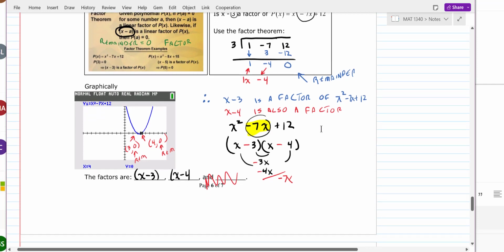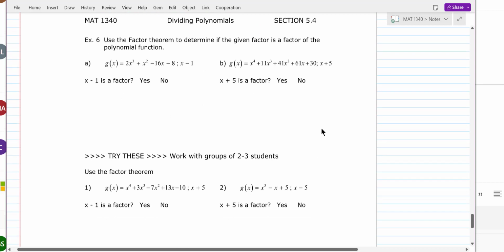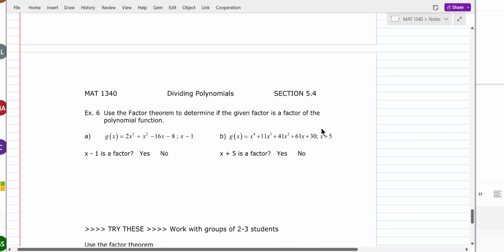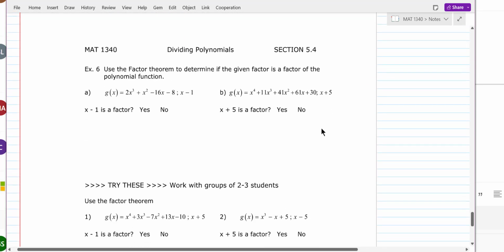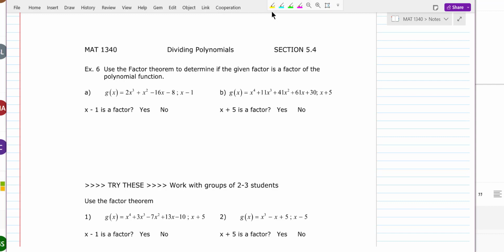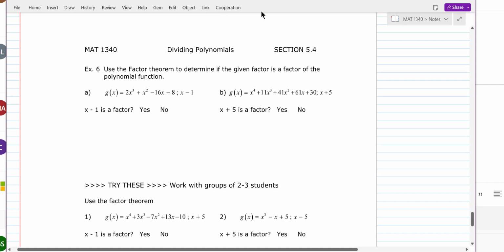All right, let's go to this next page. I'll do one more example, then I'll have you do a couple of examples yourself. So on example 6, we're just taking a given polynomial, and we're seeing if we're given a factor. So here's the polynomial function that we have. Here's the factor. We're going to test that. We're going to see if x minus 1 is a factor.